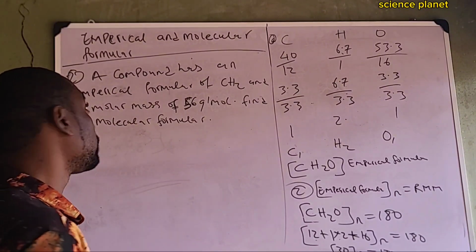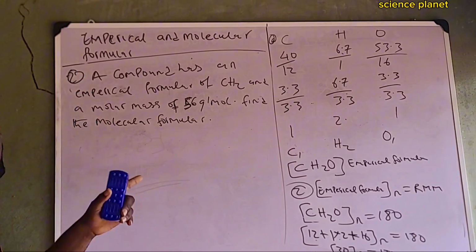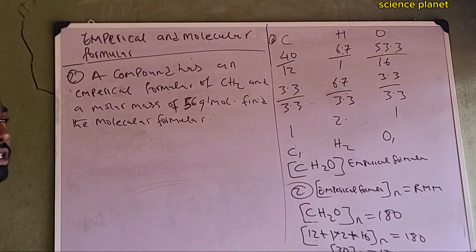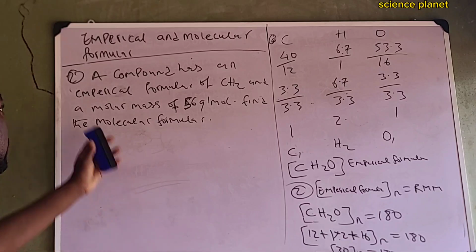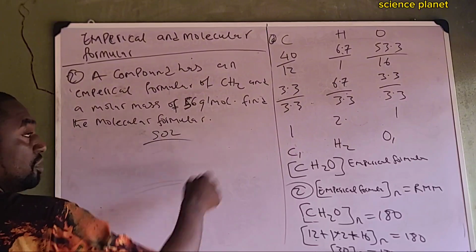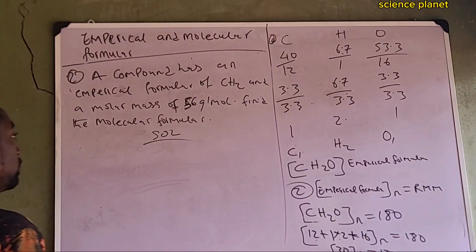This is number 2 question. A compound has an empirical formula of CH2 and a molecular mass of 56 gram per mole. Find the molecular formula. So this one now we dey look for molecular formula because they don already give us the empirical formula, which is CH2. So we go come use our formula. Solution. This one dey very simple. We no suppose work so much here.